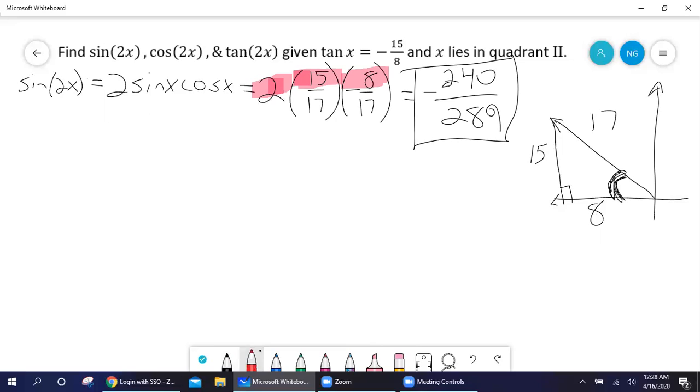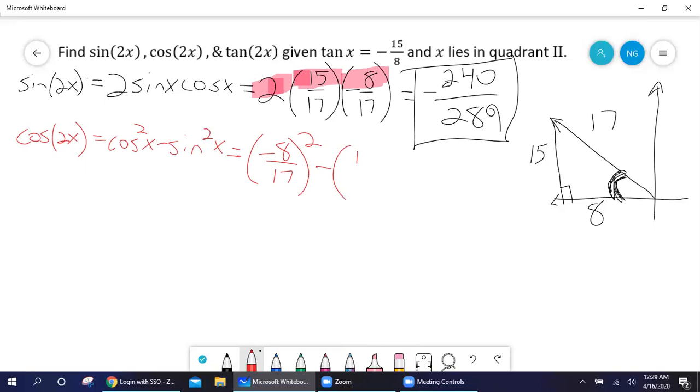For the cosine of 2x, remember we really had 3 different versions. You can use any one you want. I usually just stick with the first one, cosine squared minus sine squared. So cosine, I already did that. That was negative 8/17 squared. Minus the sine, I already did that. It was 15 over 17 squared.